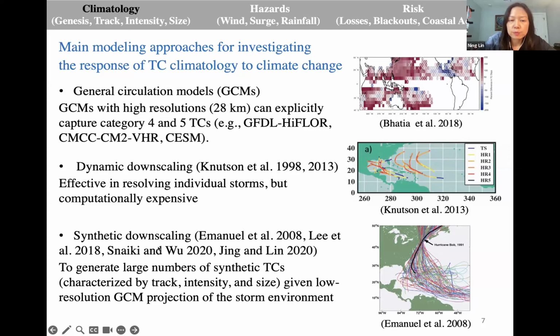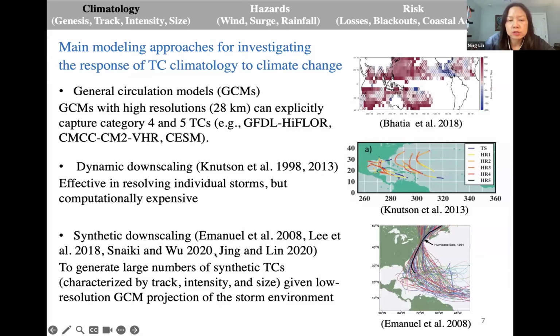There are a few methods specifically. One method by Kerry Emanuel in 2008 is called a statistical deterministic method that I used in many of the studies that I'll talk about also. There are some other studies, and also at Princeton, we developed a model. So I want to talk about the model we developed at Princeton.